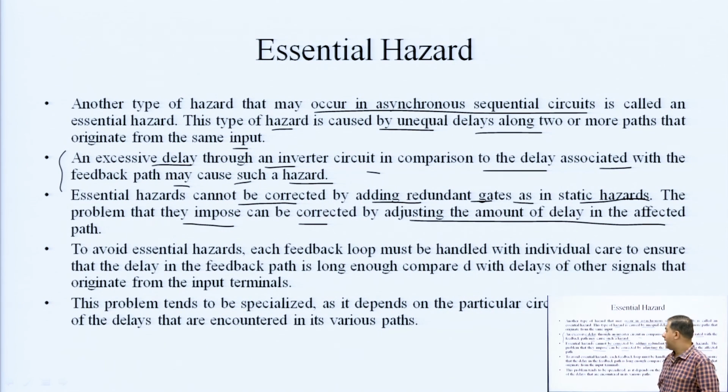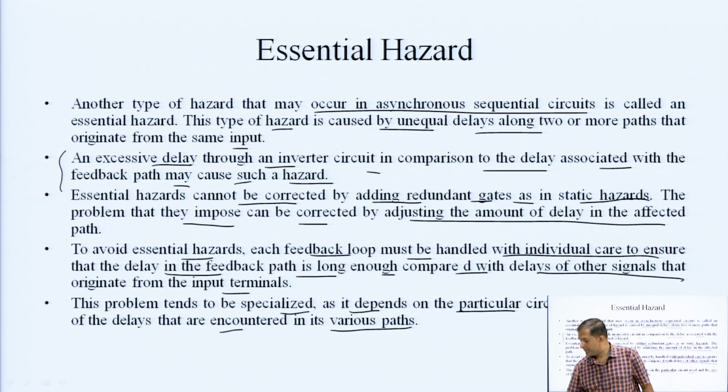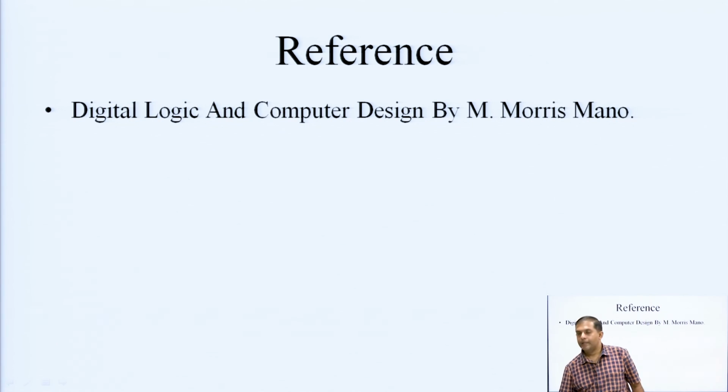Right. To avoid the essential hazard, each feedback loop must be handled with individual care to ensure that the delay in the feedback path is long enough compared with the delays of the other signals that originate from the input terminals. The problem tends to be specialized, as it depends on the particular circuit used and the size of the delays that will be encountered in the various paths. Okay. So, these are the essential hazards, these are the references. Thank you.